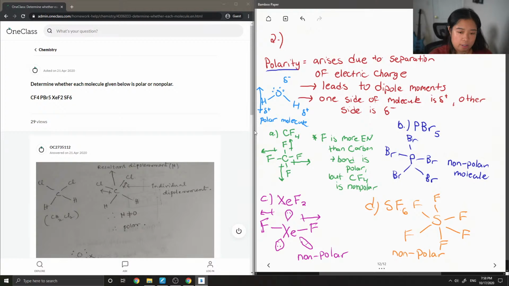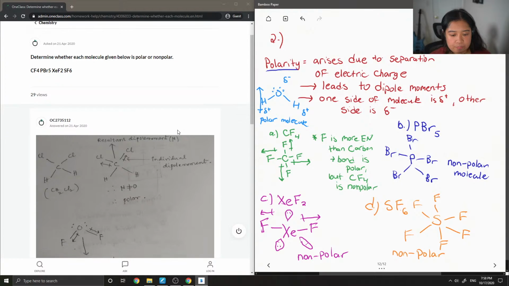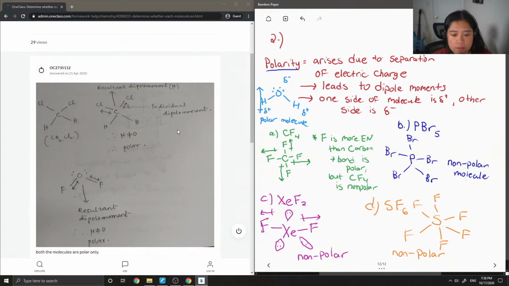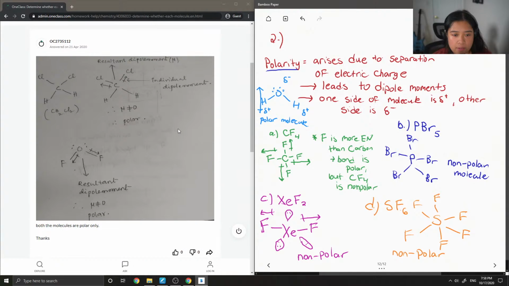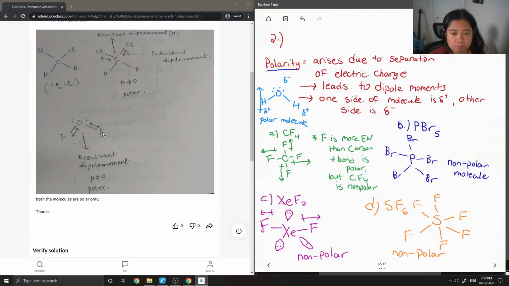Okay, so let's see what our junior tutor said. So it looks like they were given different molecules altogether, but the answer is correct, what they said. You can see, this molecule is an example of a polar molecule. If you were to have 2 chlorines on one side and then 2 hydrogens on the other, then you have a dipole moment going towards the chlorines. So this is a polar molecule. And then here we have another polar molecule.